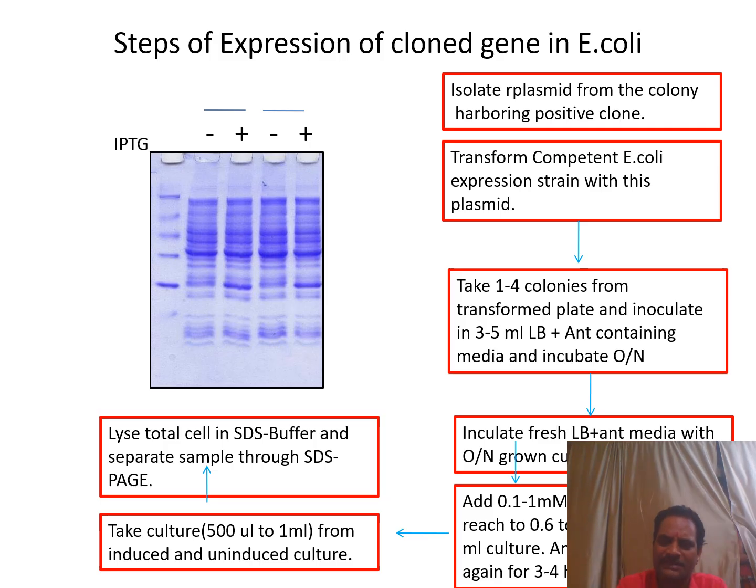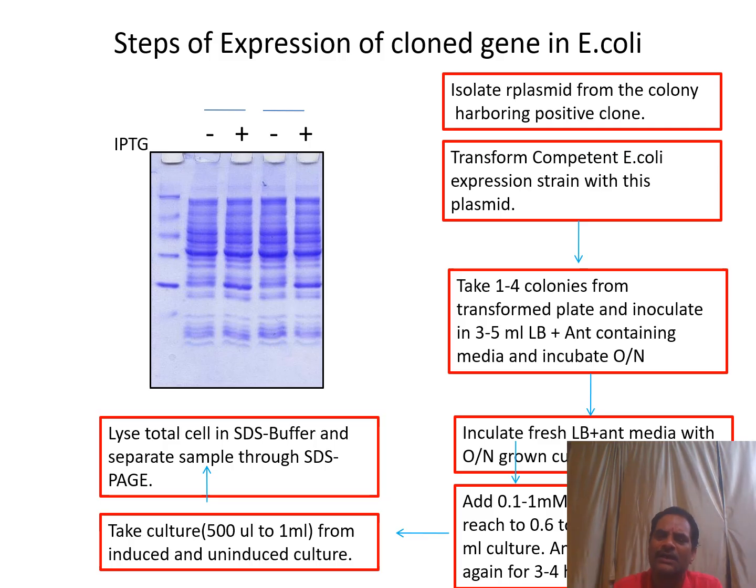We first harvest that cell using centrifugation, and then we add 2x SDS buffer directly, and then we boil it, so that the total cell will be broken and all the protein will be in that. So that is called cell lysate. Now we take all this cell lysate and run the protein through SDS-PAGE.